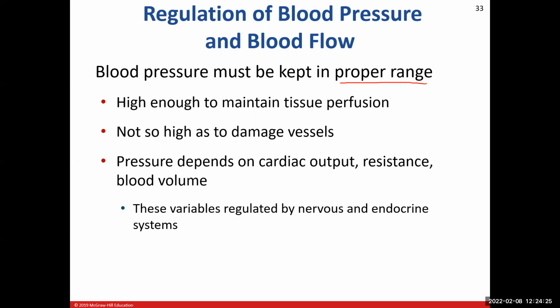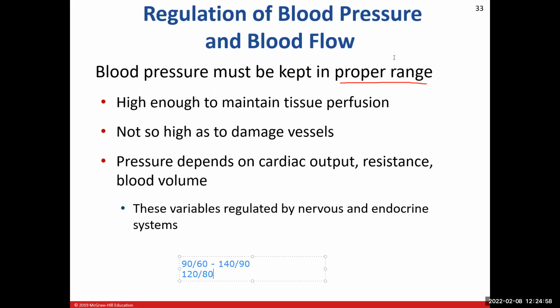Right now, the values are listed as 90/60 to 140/90. That's the range. So on average, it's 120/80. That's the range that we want to keep it at, 90/60 to 140/90, as close to 120/80 as possible.